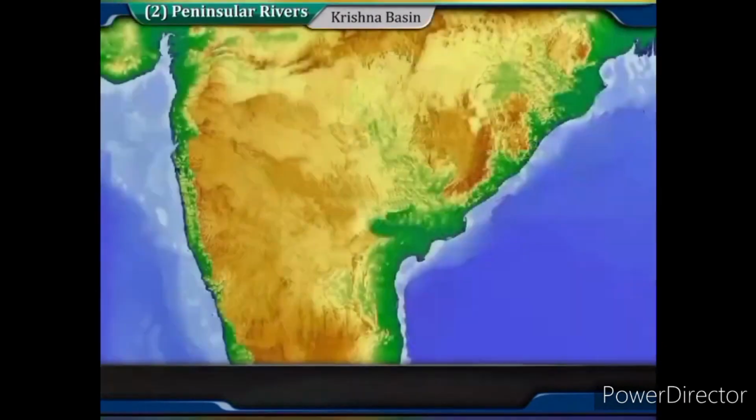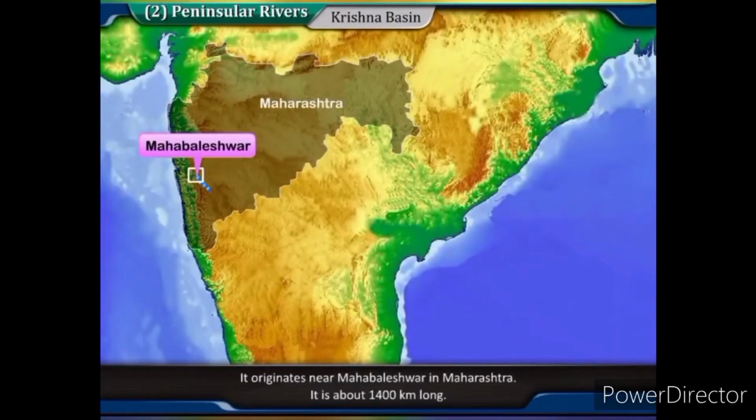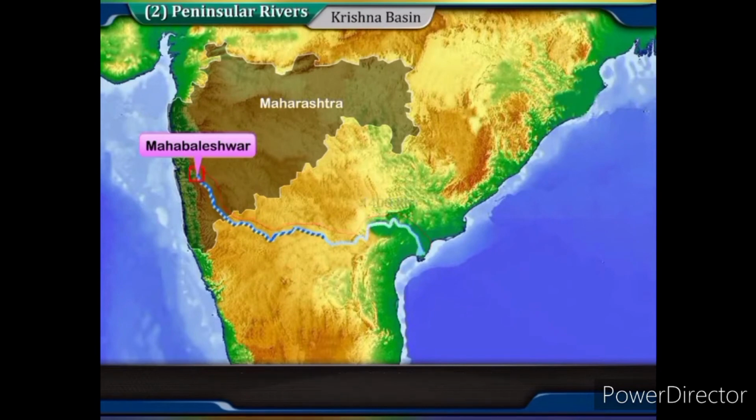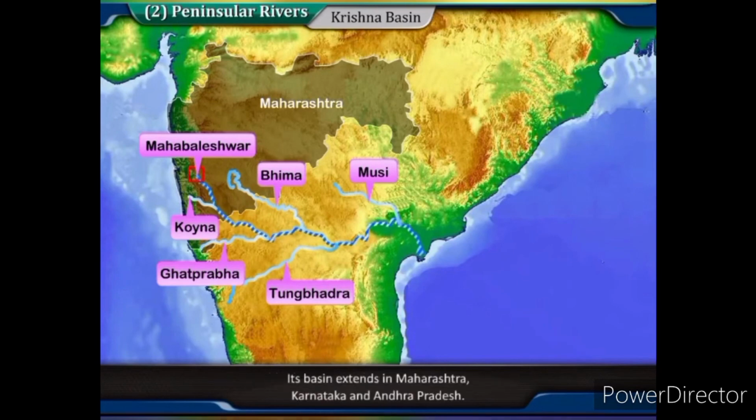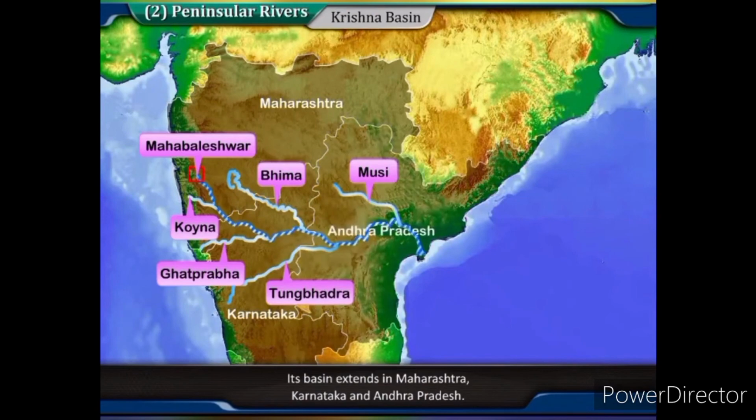Krishna Basin. It originates near Mahabaleshwar in Maharashtra. It is about 1,400 kilometers long. Tungabhadra, Koyna, Ghatprabha, Musi and Bhima are its major tributaries. Its basin extends in Maharashtra, Karnataka and Andhra Pradesh.